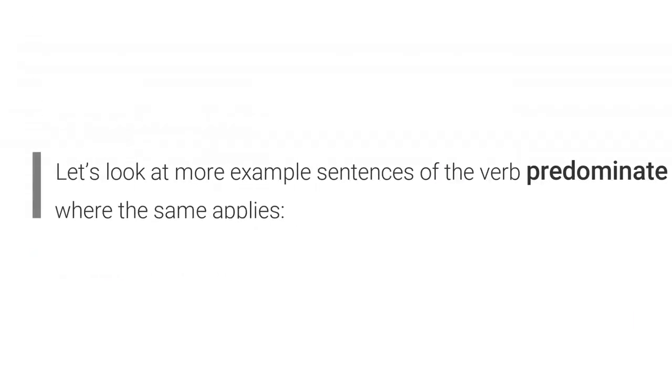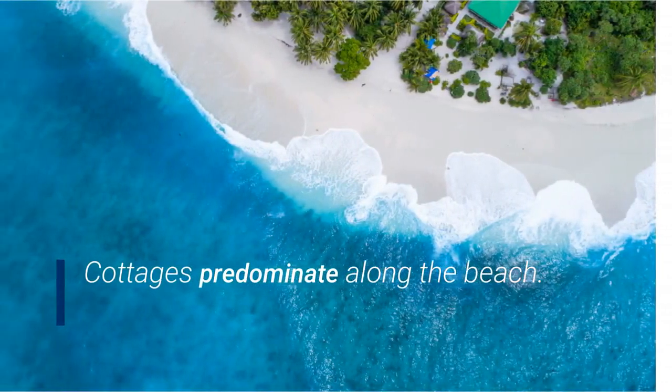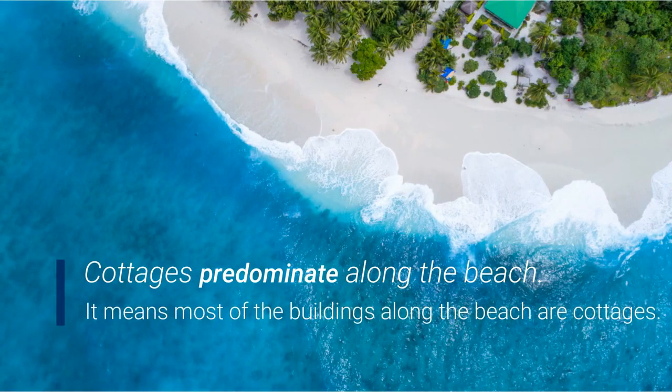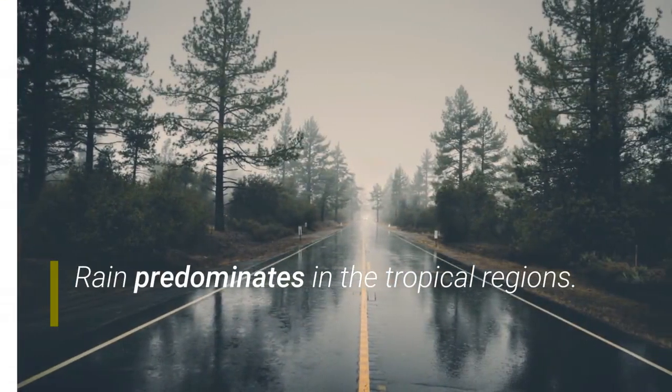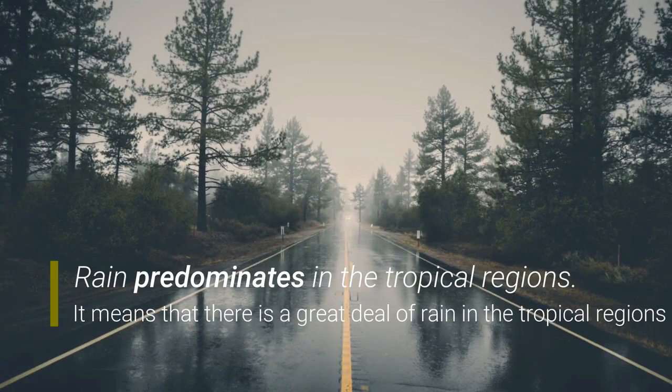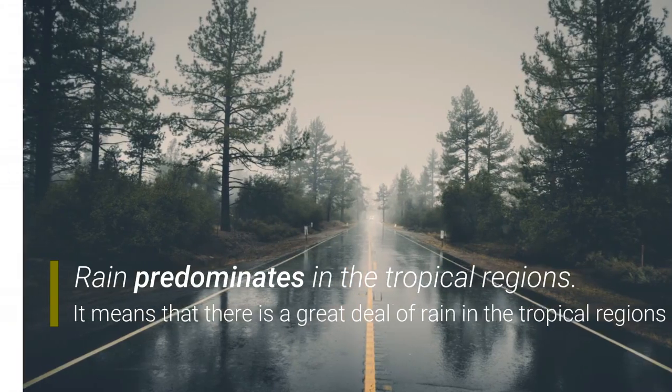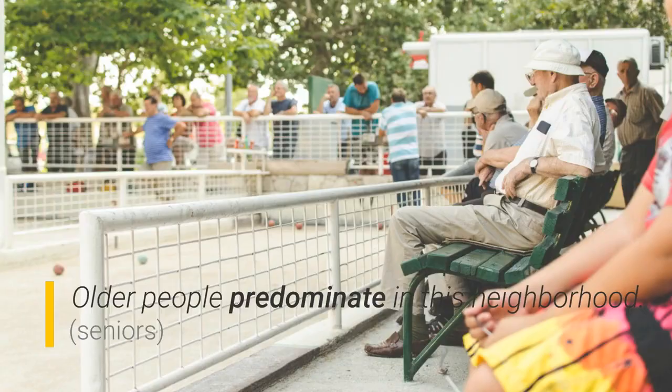Okay, let's look at more example sentences of the verb predominate, where the same applies. Cottages predominate along the beach. This means most of the buildings along the beach are cottages. Rain predominates in the tropical regions. This means that there's a great deal of rain in the tropical regions. Or, older people predominate in this neighborhood.